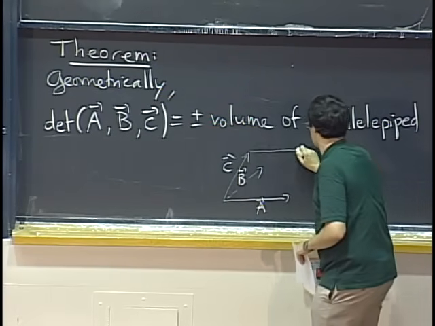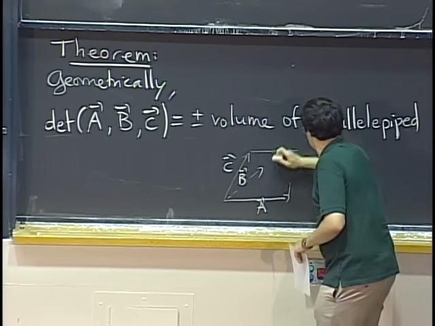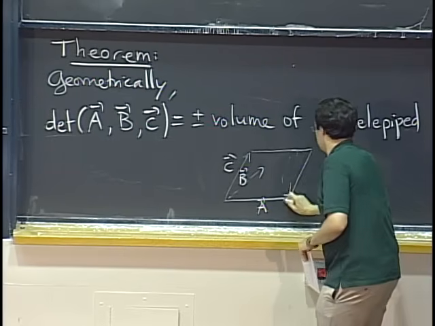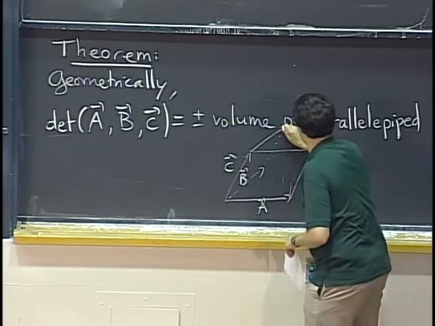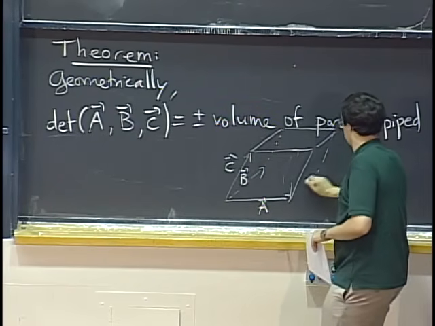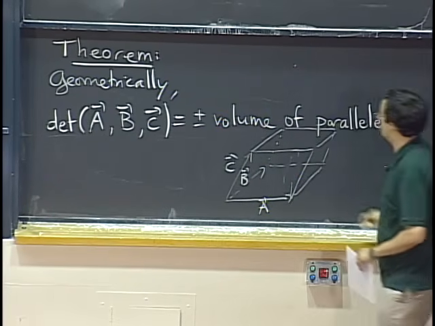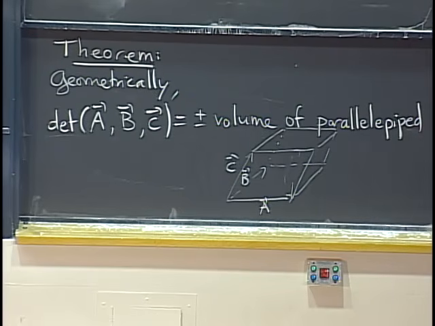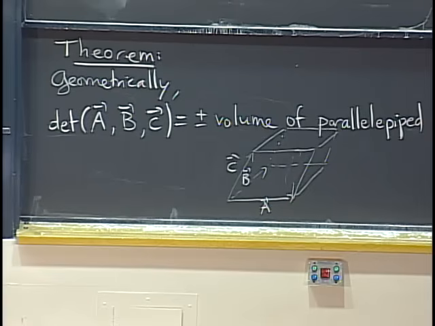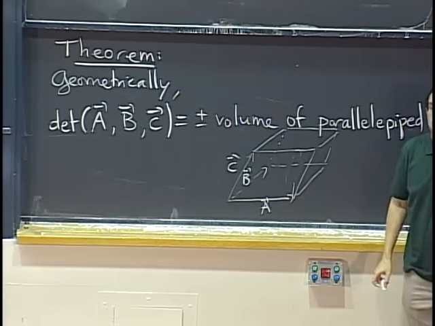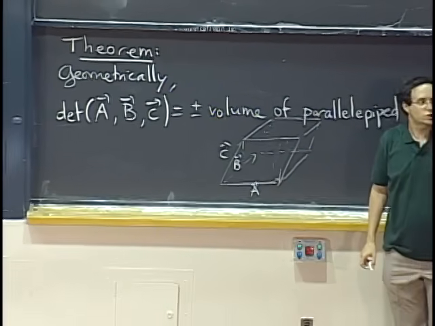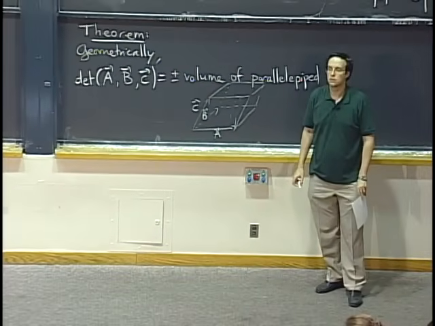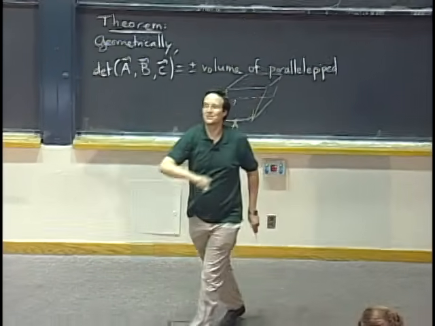Okay, so you take your three vectors A, B, and C, and you form a box whose sides are all parallelograms. And then its volume is going to be the determinant. Okay. Other questions?